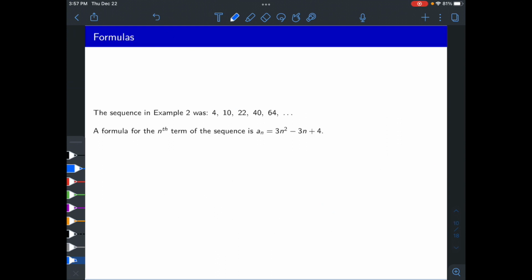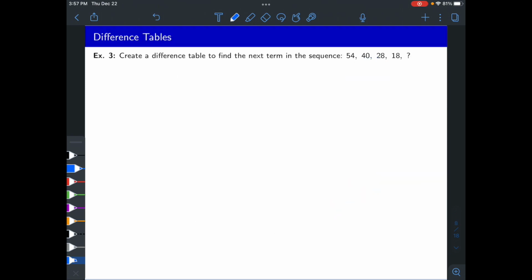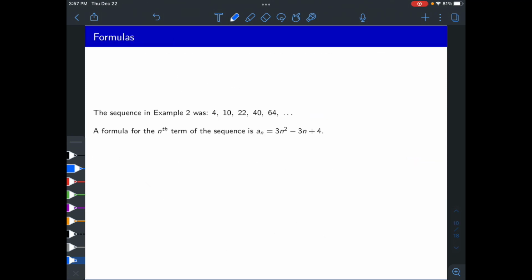Looking back at example 2, our sequence was 4, 10, 22, 40, 64, and so on. And then 94 came afterwards. It turns out that a formula for the nth term of this sequence is 3n squared minus 3n plus 4. Let's check that to see if that actually holds true.